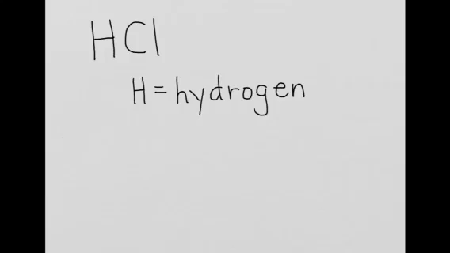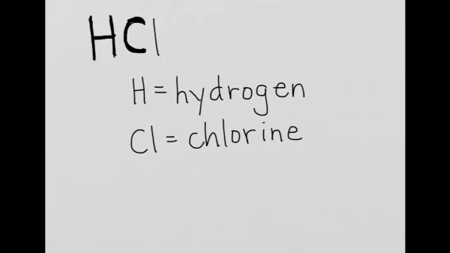Here is a very simple chemical formula. It consists of only two elements, hydrogen and chlorine. Notice how the use of the capitalization rule tells us clearly that there are only two elements that are part of this formula.